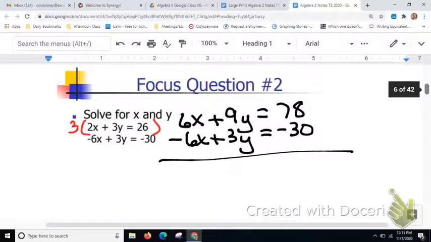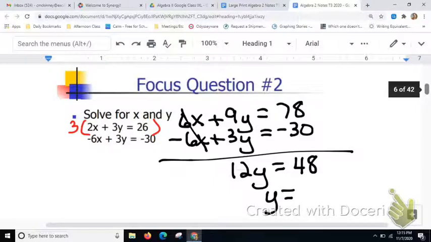Now I can put those together. X's eliminate. I get 12y is positive 48. When we divide by 12, we get y is 4. Now, if that's what I do, I have y first. Notice if I find y, I plug it into y. If I find x, I have to plug it in to x.